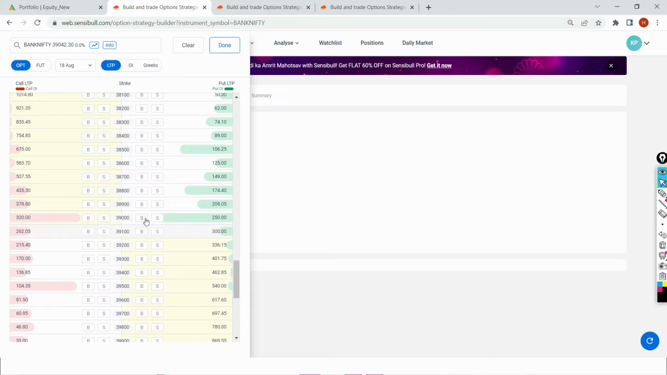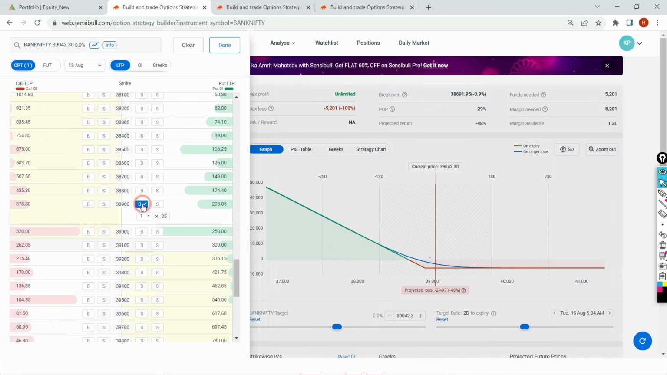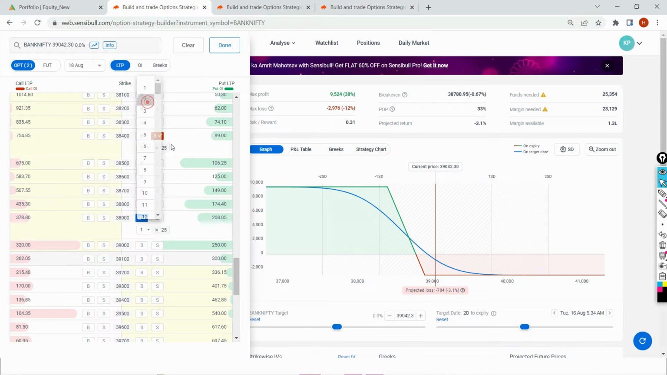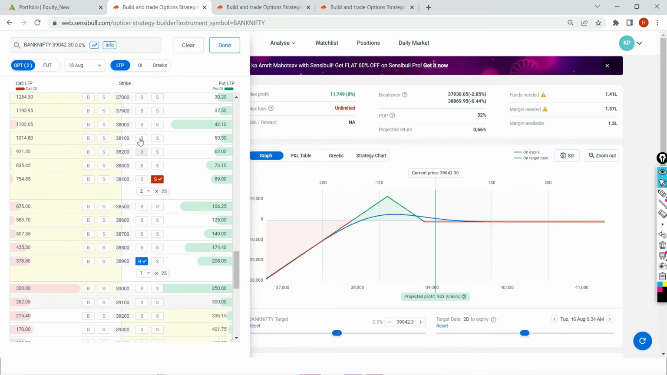So what I'll do, I'll go for buy. Let's say I'll go for 39,000 buy, right? 1 2 3 4 5. I'll sell this 2 quantity. And then an equal amount of this, 1 2 3 4 5.